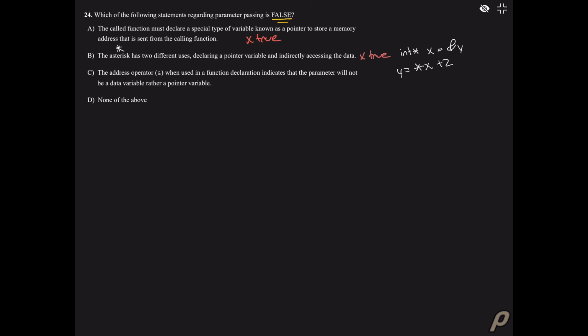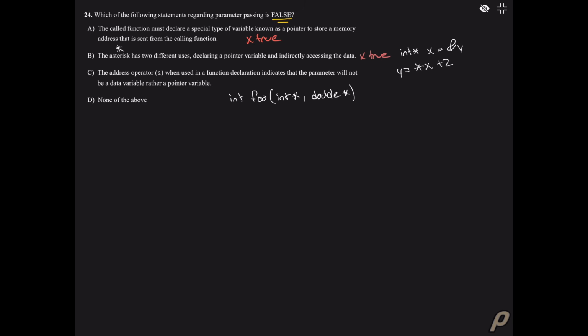C says the address operator, which is that ampersand there, when used in a function declaration, indicates that the parameter will not be a data variable, but rather it will be a pointer variable. And this is false. A function declaration is going to be something like what occurs at the top of the program, like int foo, and then we have to say the data types. And when we say the data types, we use the asterisk actually, not the ampersand. So we do something like this.